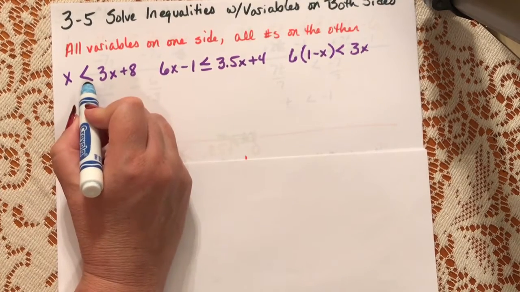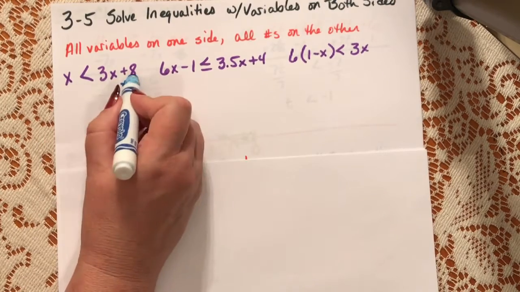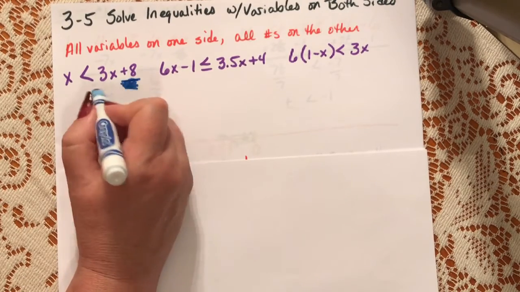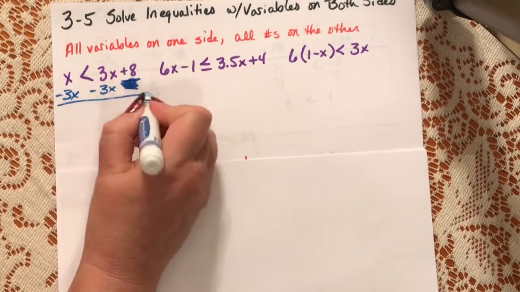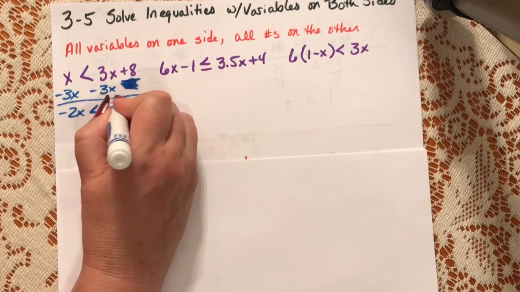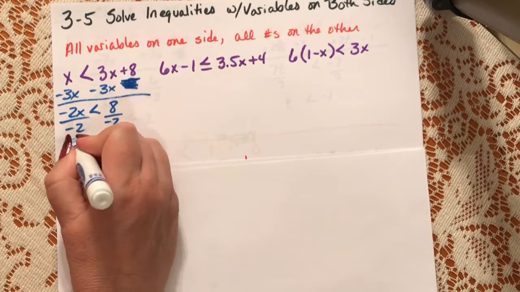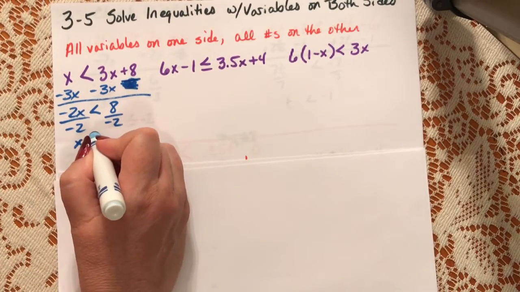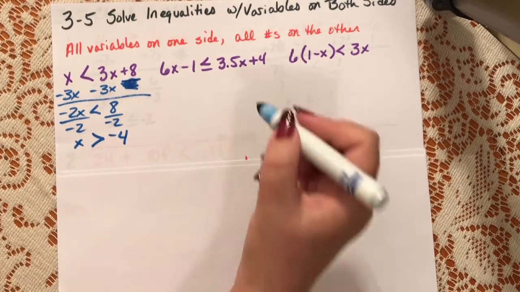So, x is less than 3x plus 8. We're going to get all the x's on this side. We're going to leave this number right here. So we're going to subtract 3x from both sides. And we get negative 2x is less than 8. And we divide by negative 2. And so we have x, and we flip our inequality, and our answer is negative 4.